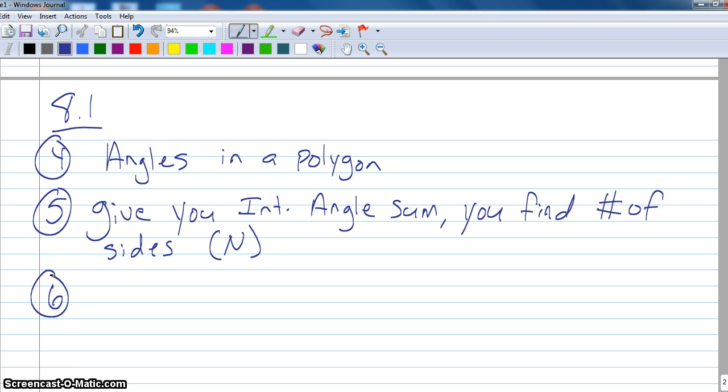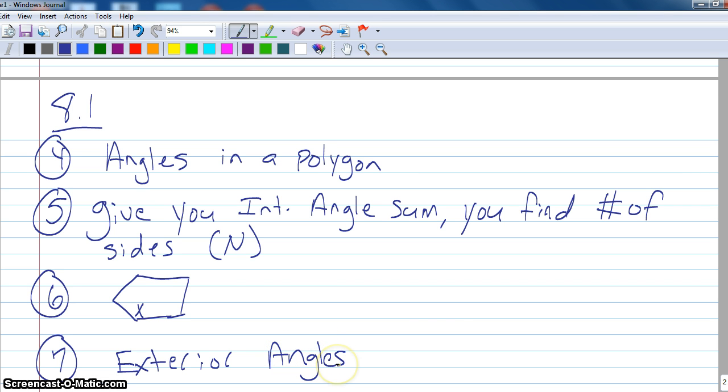Number 6 is I'm going to give you some weird shape and you're going to have to find x, where x is going to be on the inside. So look through your notes. You're going to have some weird looking shape, something like that. Remember how many sides this has, how many angles should be inside. You're going to have to find x, and there's numbers all over here. Look through your notes. Number 7 is going to be about exterior angles. Don't forget, no matter what weird shape I put, the exterior angles always add up to 360.